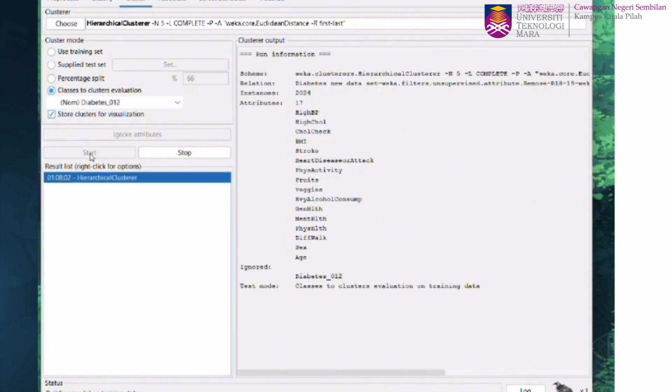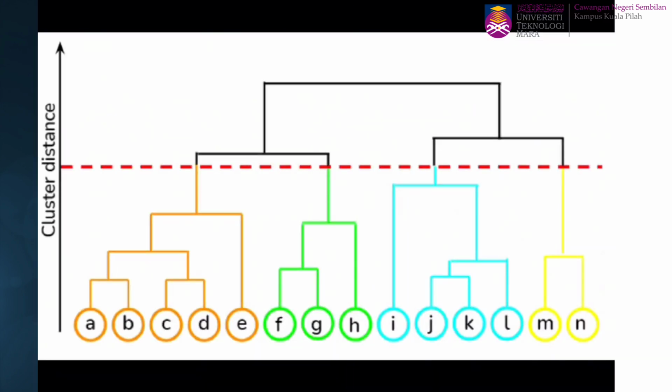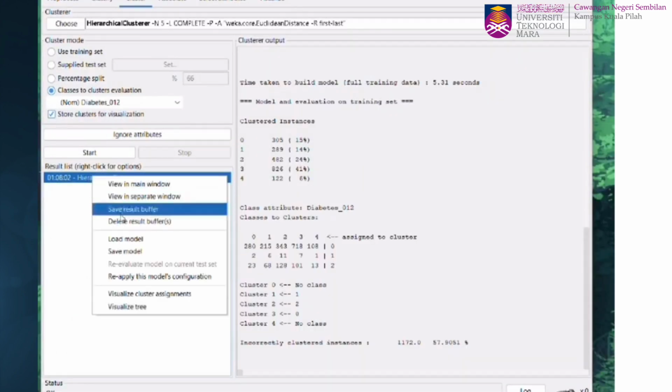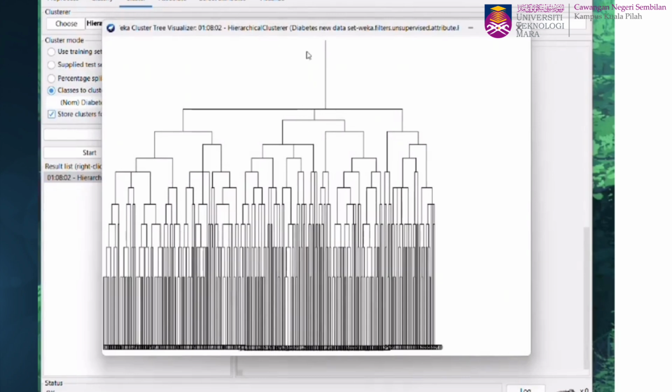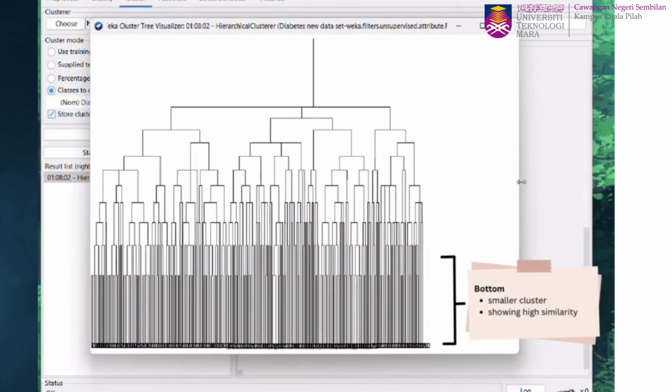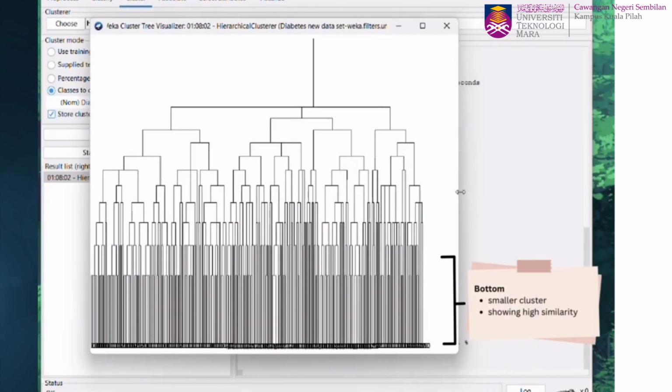By cutting the dendrogram at different heights, we can determine the number of clusters to analyze. A lower cut will result in more clusters, while a higher cut results in fewer, broader clusters. At the bottom of the dendrogram, we see many small clusters forming at low heights. These clusters represent individuals with a very similar health profile. For instance, individuals who are physically active, have good general health, and do not have high blood pressure or high cholesterol might cluster together early, showing high similarity.